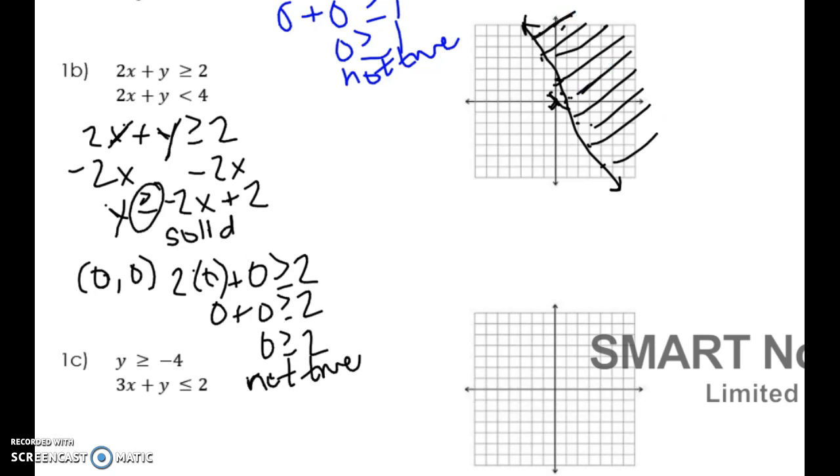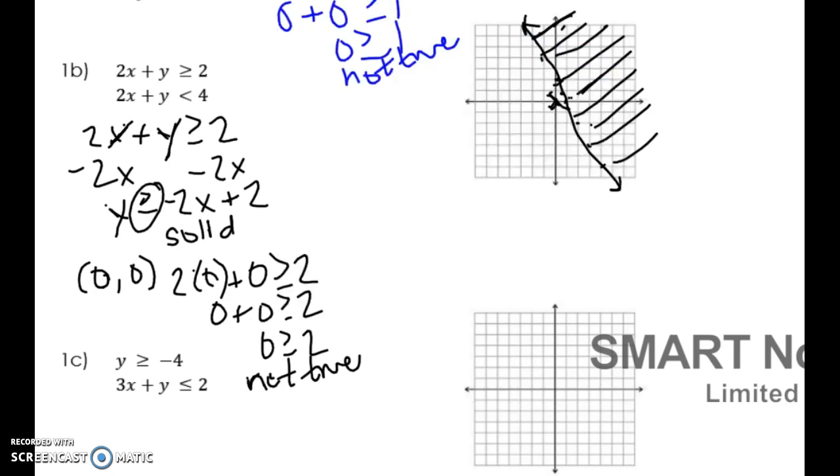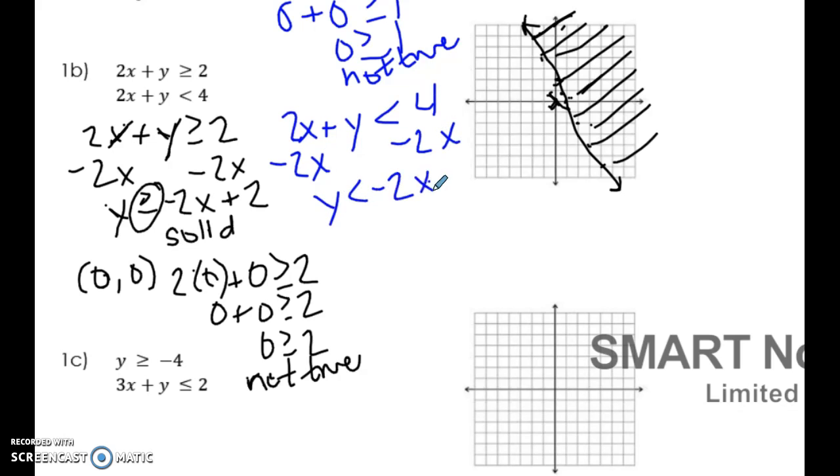All right, now I'm going to do the other equation. So I'm going to switch to this one being in blue. So I have 2x plus y is less than 4. I'm going to get it into y equals mx plus b form. So I have y is less than negative 2x plus 4. Now I can graph this. My y-intercept is 4. And now my slope is negative 2, just like the other equation.